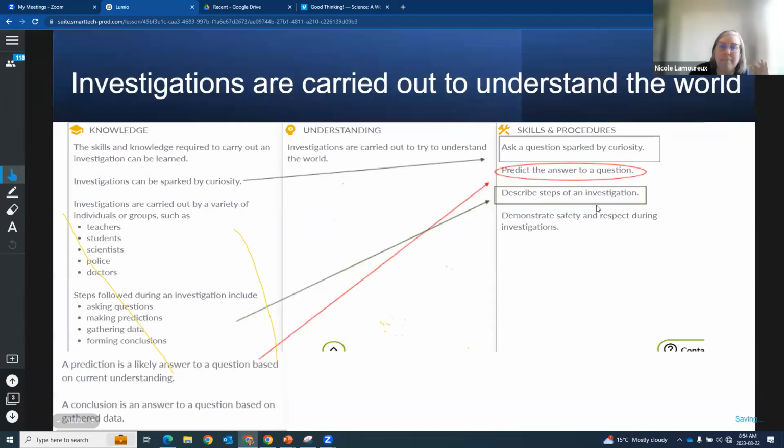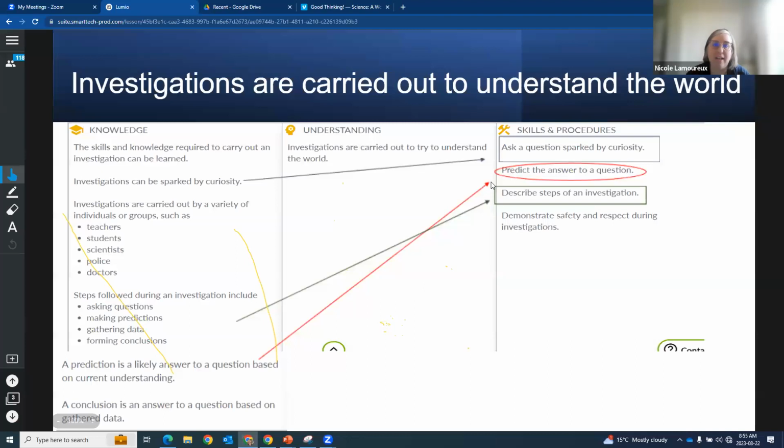I know I have a few arrows here, but I've color coded them. In black, it says ask a question sparked by curiosity. So the knowledge statement sets those parameters for you. An investigation is sparked by curiosity. That's pretty straightforward. But if we look at predict, which is circled in red, and you look at skills and procedures, predict the answer to a question.